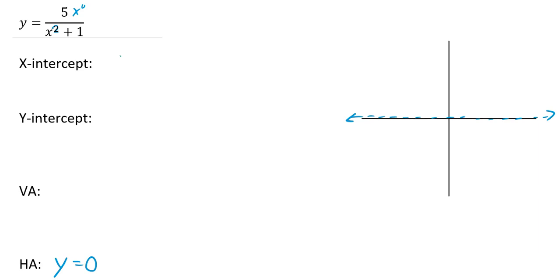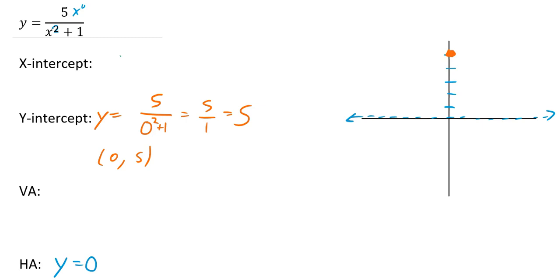Next, I think about the other thing I can do without factoring, the y-intercept. If I plug in a 0 for x, I get 5 over 0 squared plus 1, which is 5 over 1. Apparently, my y-intercept is 0, 5. 1, 2, 3, 4, 5. My y-intercept is 0, 5.